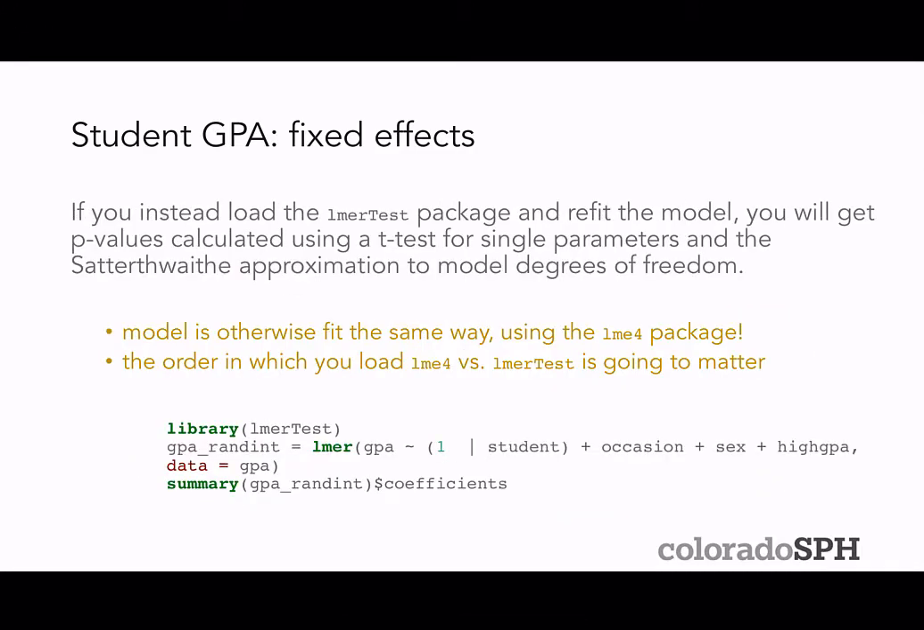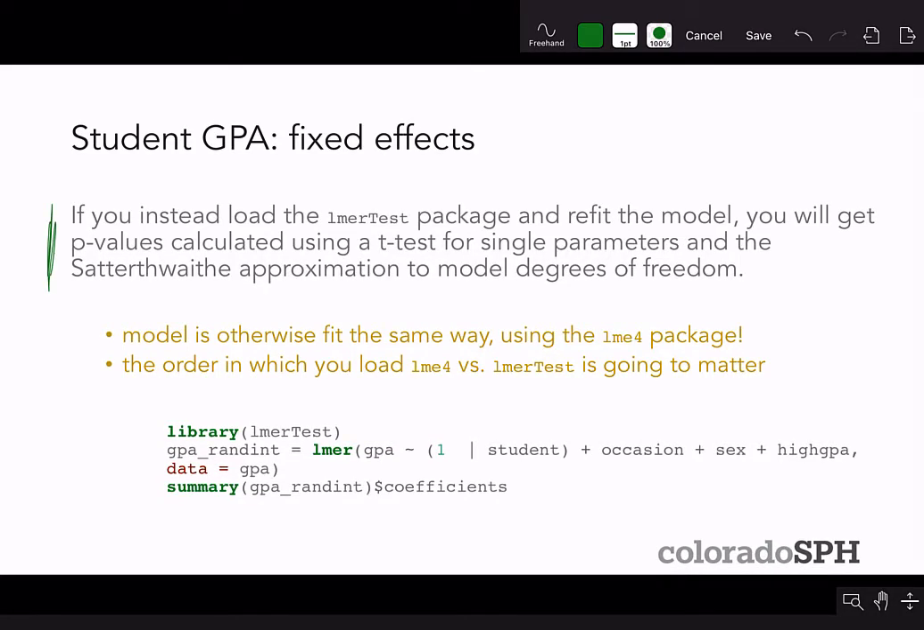So instead, what you could do is if you load the LMER test package and refit the model, you will then get p-values. And these p-values are calculated using a t-test for each parameter, where the Satterthwaite approximation is used to calculate the degrees of freedom so that you can get that p-value. Otherwise, though, the model is fit exactly the same way, because the way that the LMER test package works is they take the same LMER function and they return a couple other things that would be needed in order to calculate that p-value. But the way that you actually call the LMER model looks exactly the same as we did in the previous slide using LME4.